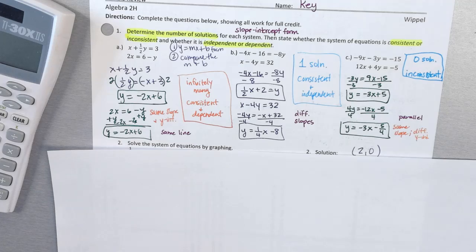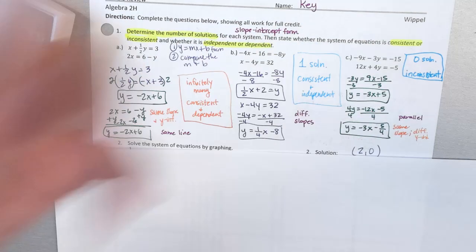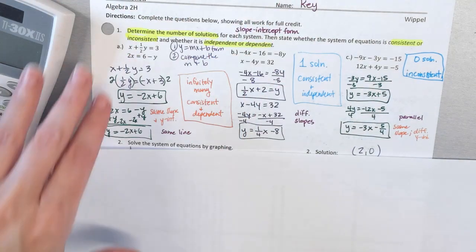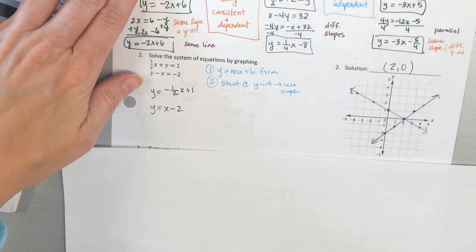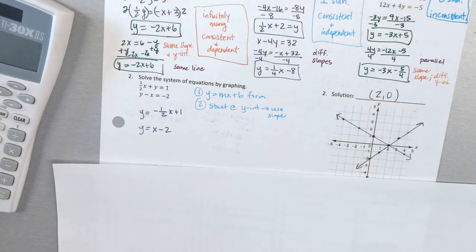Okay, questions for me on number 1? Okay, because number 1 on your test is going to be just like this. It's going to be similar directions here. So inconsistent is how you classify a system when they don't have any solutions. So inconsistent is when there's no solutions.